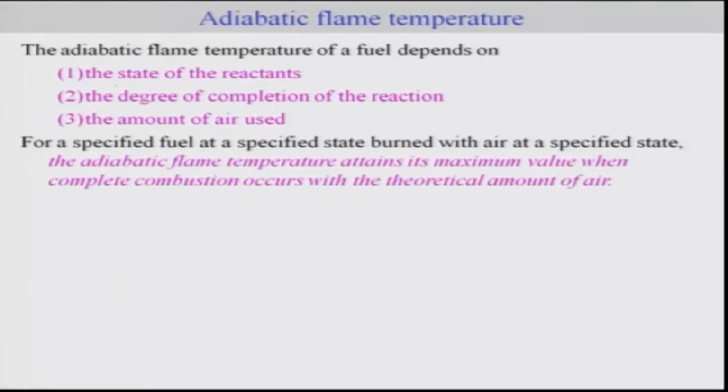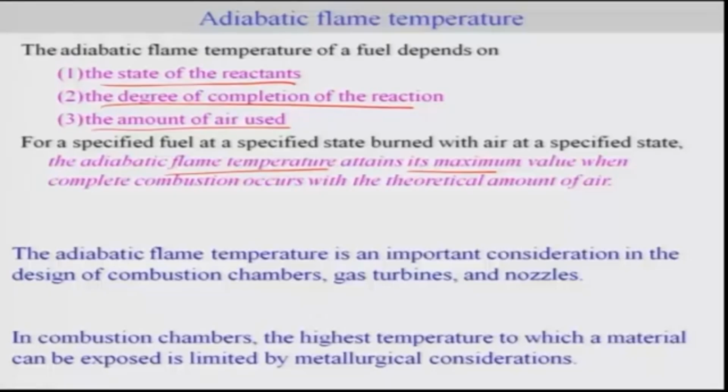The adiabatic flame temperature of a fuel is not unique. It depends on a couple of variables: the state of the reactant, the degree of completion of the reaction, and the amount of air used. For a specified fuel at a specified state burned with air at a specified state, the adiabatic flame temperature attains its maximum when there is complete combustion with the theoretical amount of air. So there is a theoretical adiabatic flame temperature, which assumes that the theoretical amount of air is used for complete combustion of the fuel.